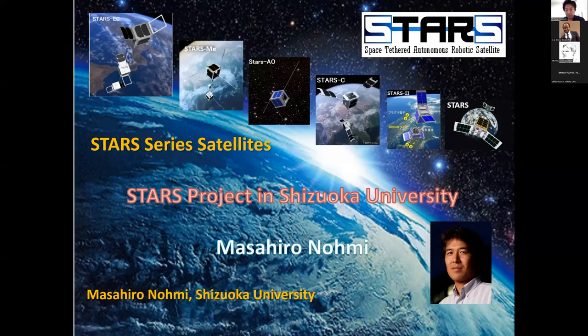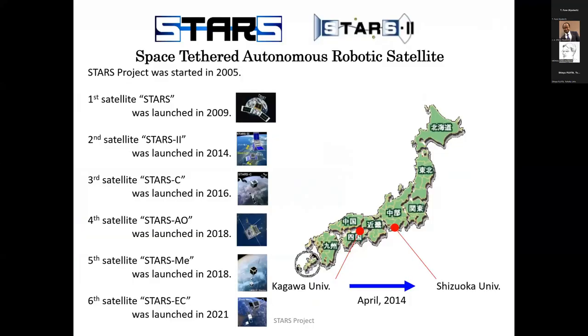My name is Masahiro Nomi from Shizuoka University. Today, I'd like to introduce six satellites which were developed at Kagawa University and Shizuoka University. So, next slide. Because I was at Kagawa University, in April 2014, I moved to Shizuoka University. So our project was also moved to Shizuoka University. So we launched six satellites. The first and second satellites were developed at Kagawa University. And the rest, these four satellites, were developed at Shizuoka University and launched.